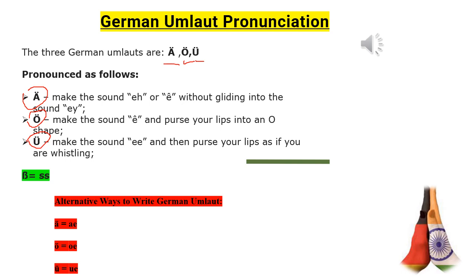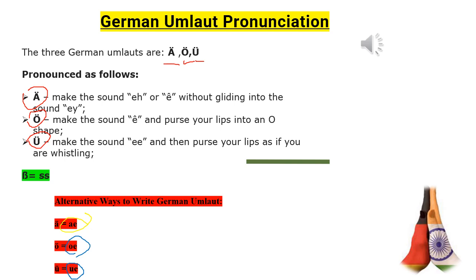Similarly, you can write a umlaut as ae, okay. Even if you can't write a umlaut, it's okay. Otherwise, if you write this one, it is also okay. If you write o umlaut as oe, it is okay. In the place of u umlaut, if you write ue, it is also okay, right? So u umlaut is equal to ue, o umlaut is equal to oe, and a umlaut is equal to ae. Now let us listen to how these umlauts are pronounced.